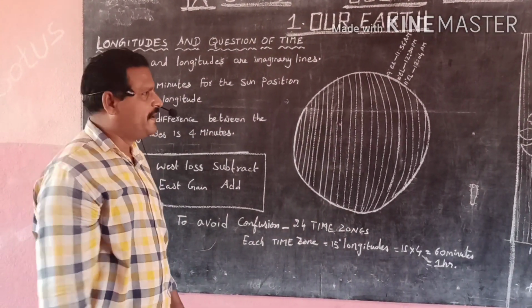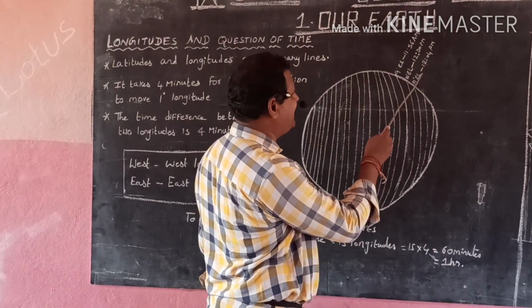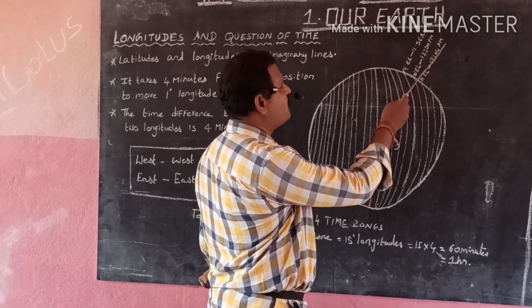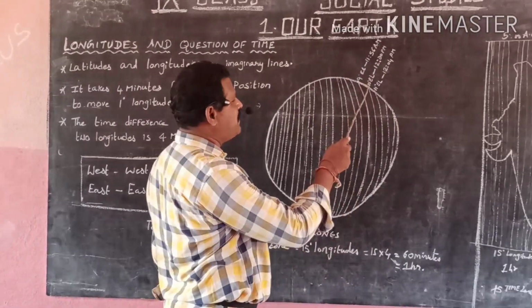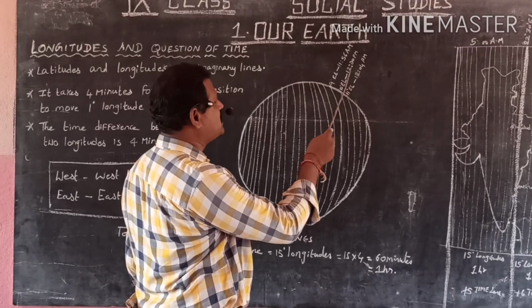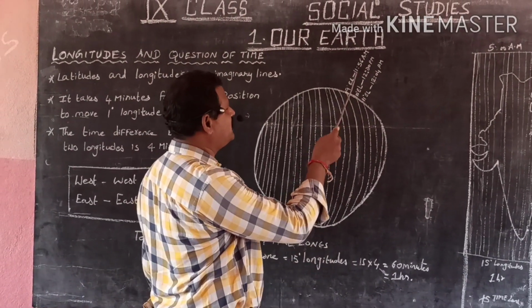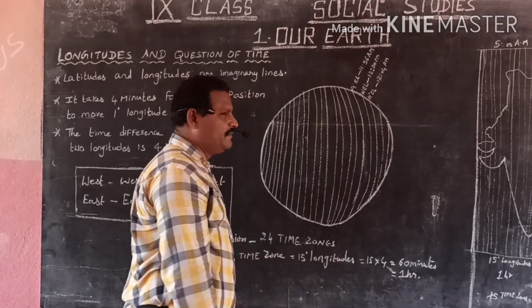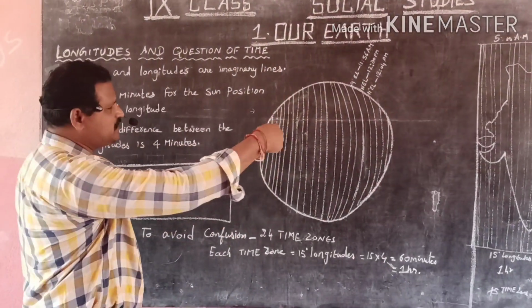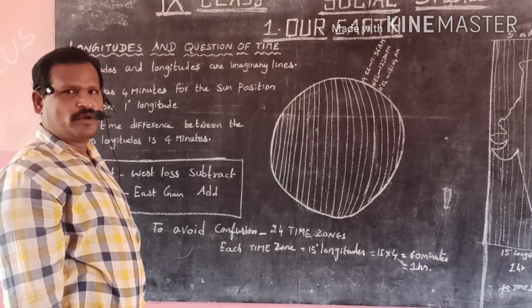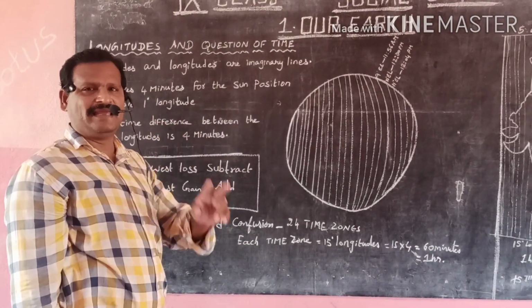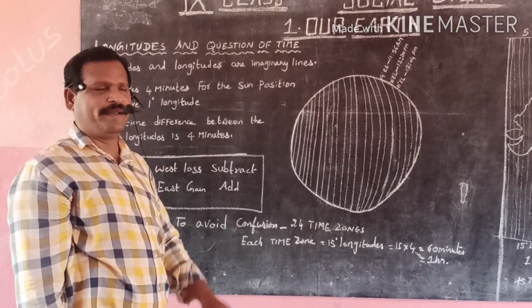For example, the time at 11 degree east longitude is 12:04 p.m. The time at 10 degree east longitude is 12 p.m. The time at 9 degree east longitude is 11:56 a.m. When you observe this picture, you can notice 2 points very clearly. What are the 2 points?